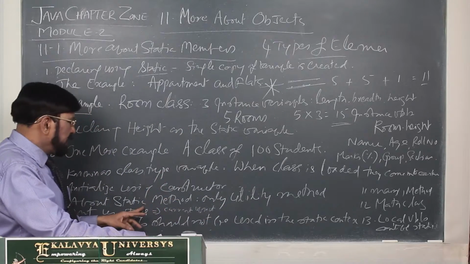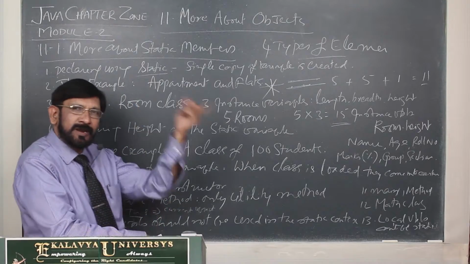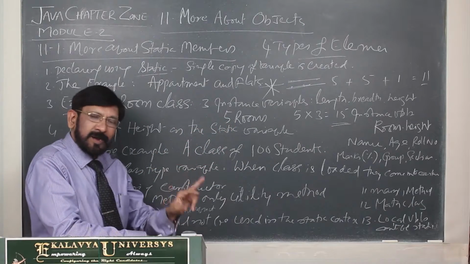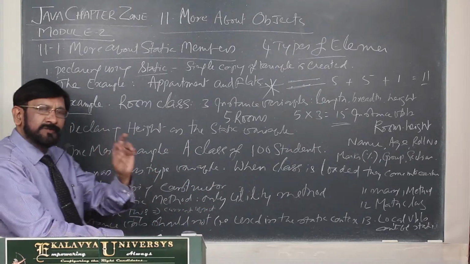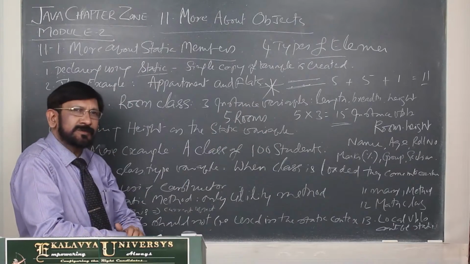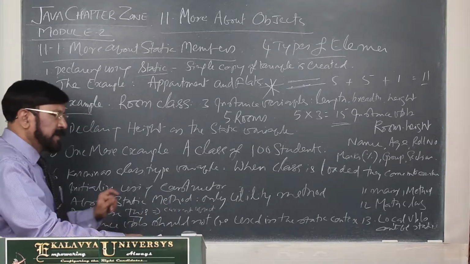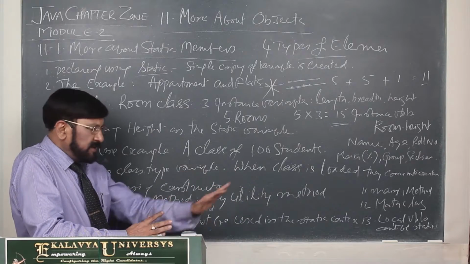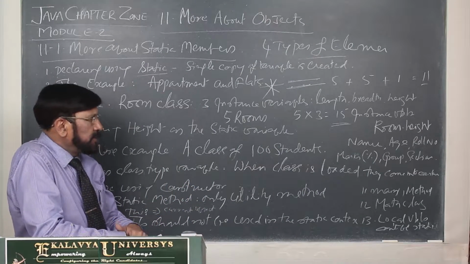So, for static elements, you should not use this, because static elements belong to the class. They are in no way concerned with the object. They are concerned with the class. This always refers to an object. That's why this should not be used for static elements. That you must remember. Thereafter, instance variables should not be used in a static context. In a static context, you should not use instance variables. That point you must always remember.